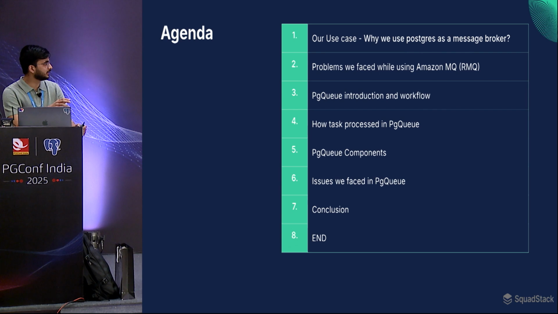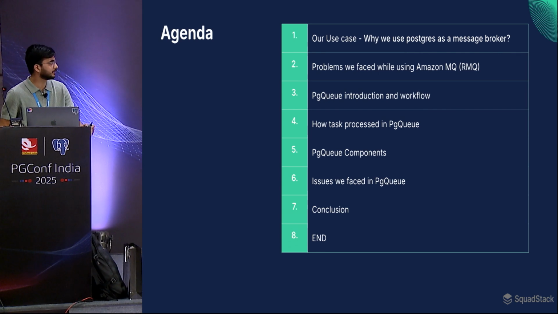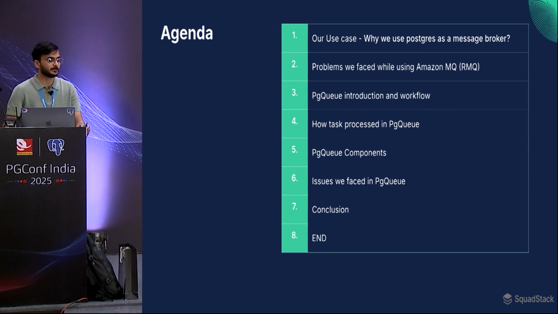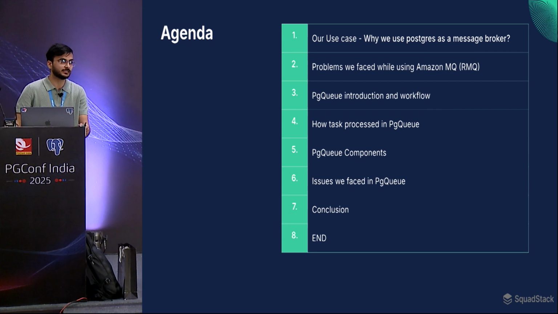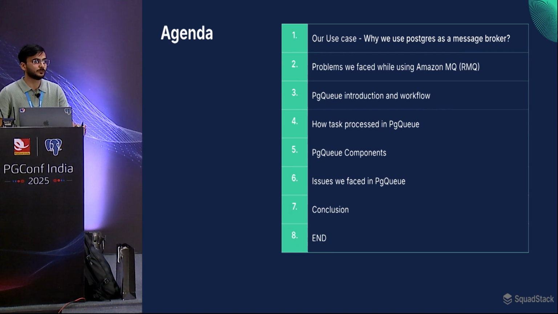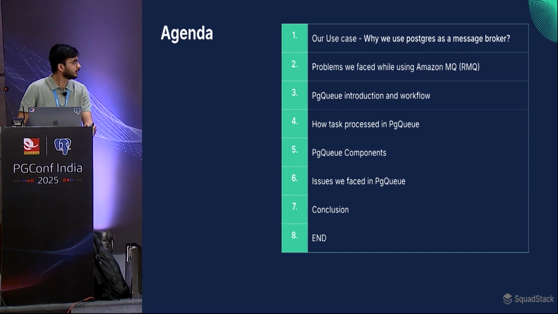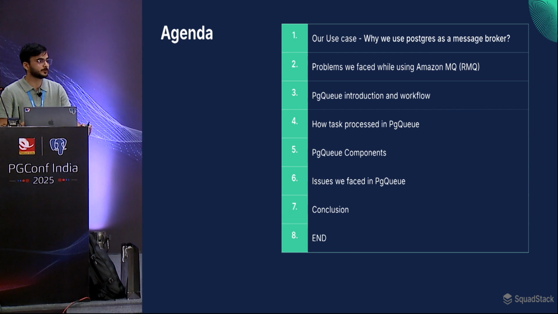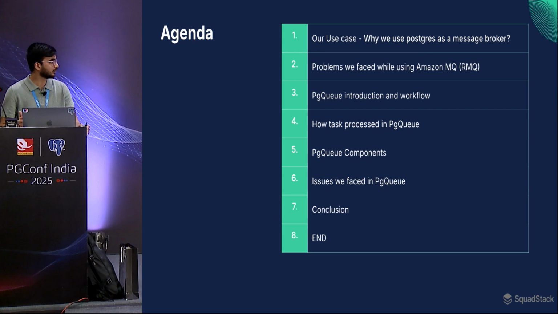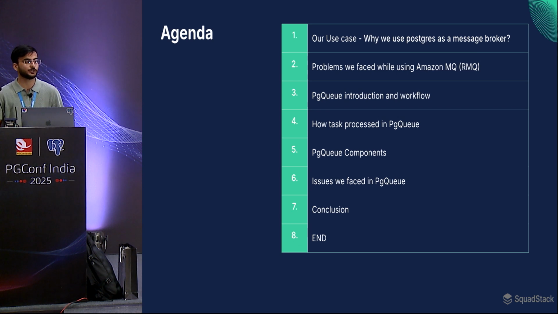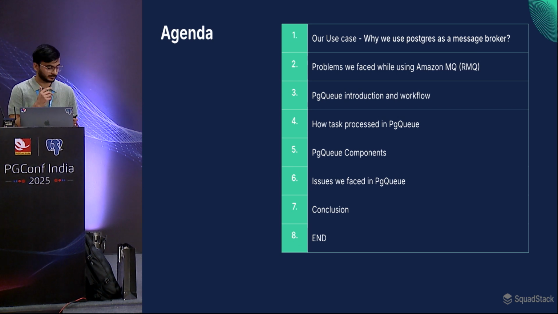So this is our agenda. First, I'll be explaining the use case, like why we are using Postgres. Then, before Postgres, we were using RMQ for asynchronous task handling, and we faced some issues. So the second point will be related to that, what issues we faced in RMQ. Then the third point is PGQ introduction and workflow. PGQ is basically Postgres queue. We call it PGQ in short. After that, how tasks are processed, the components, the issues that we faced in PGQ and how we solved them. And that's the conclusion.